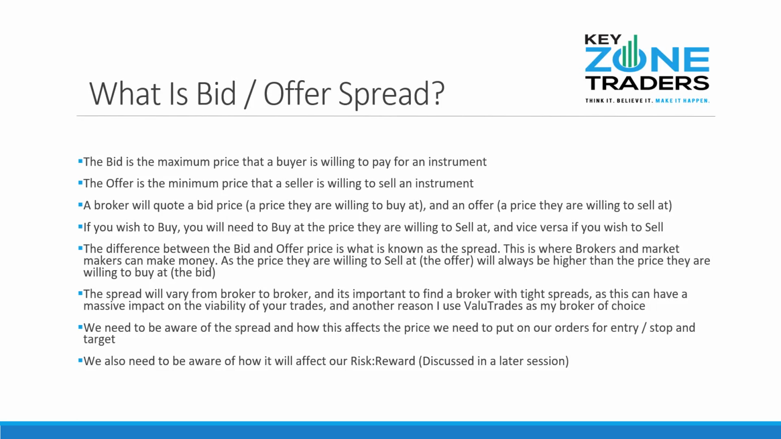The difference between the bid and the offer price is what is known as the spread. This is where brokers and market makers can make money, because the price they are willing to sell at, which is the offer, will always be higher than the price they are willing to buy at, which is the bid. So the difference is known as the spread, and the spread is where the brokers can make their money.